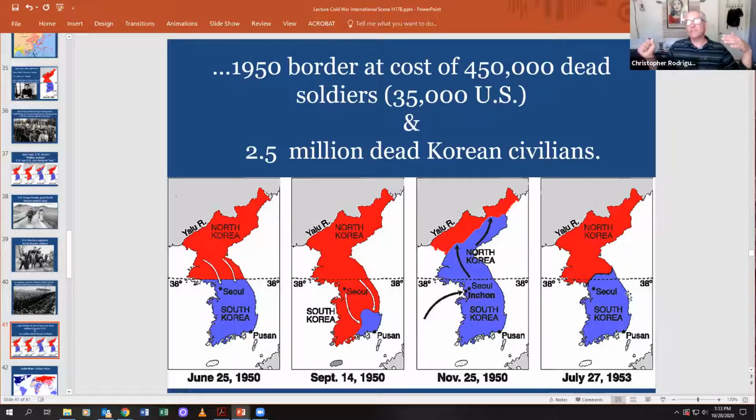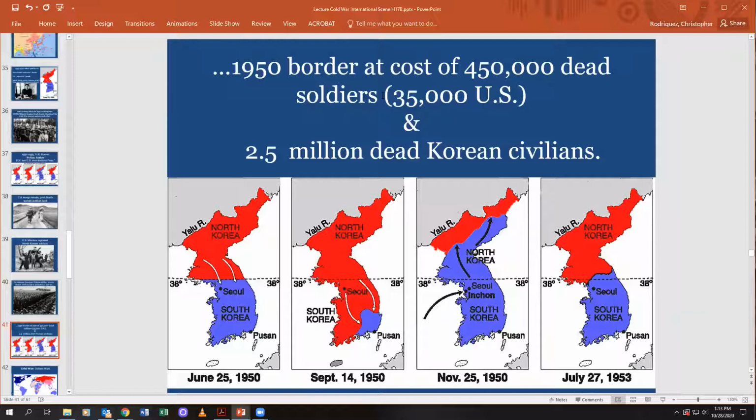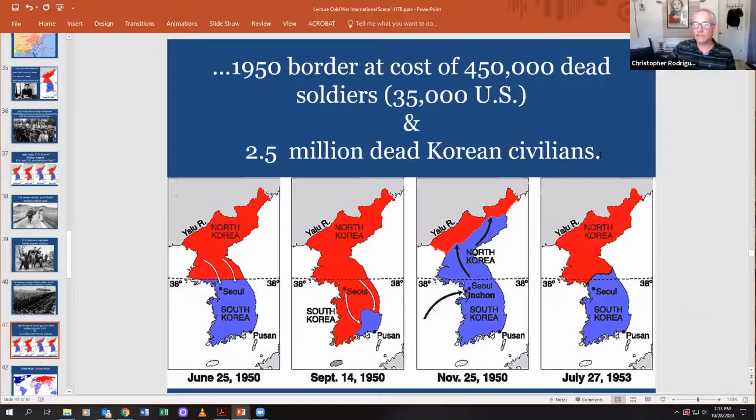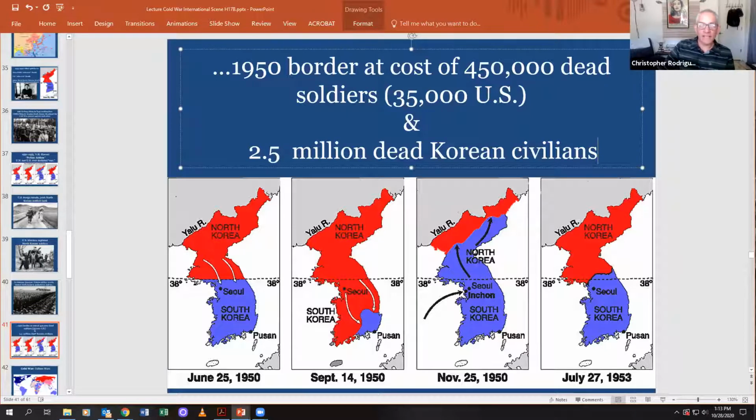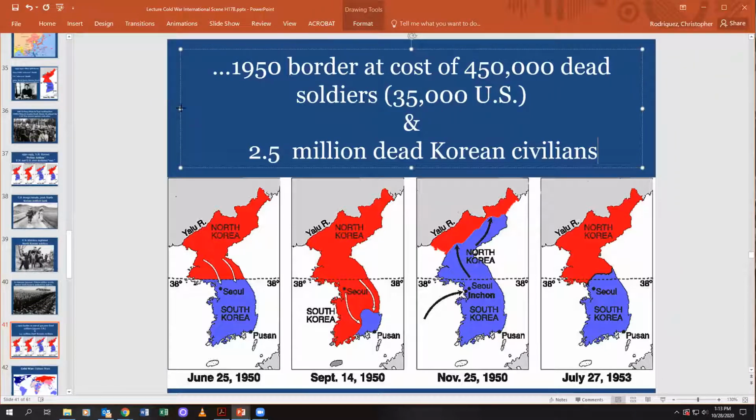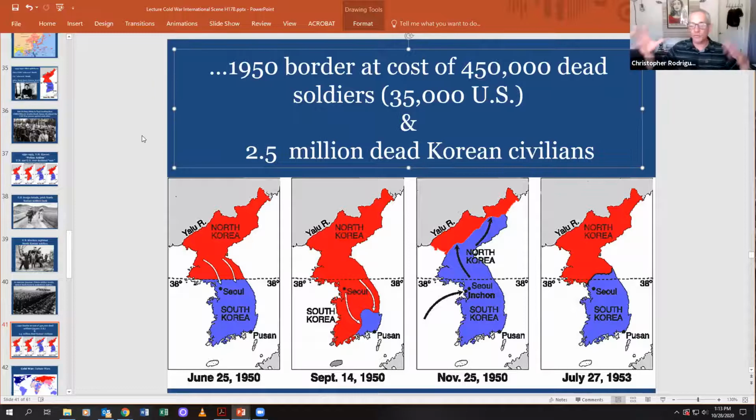So basically, at the end of this Korean War, the border stays the same at the cost of 2.5 million dead Koreans, right? 35,000 US, and 500,000 dead Chinese. 2.5 million dead Korean civilians, none of which were involved in the actual conflict at all. Yeah, and they're stuck between this Cold War fight. And that just makes me really sad.